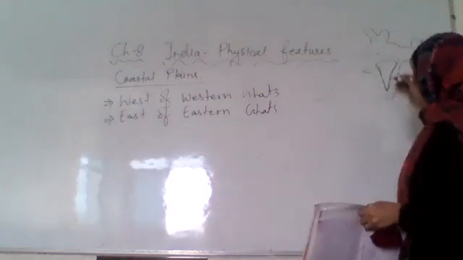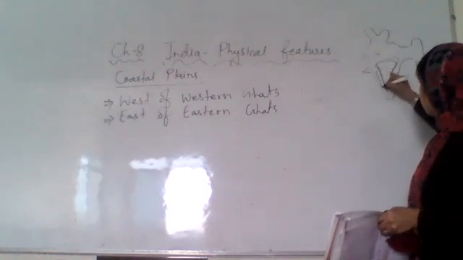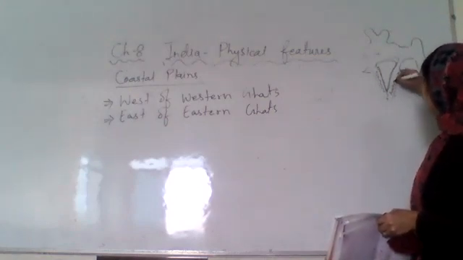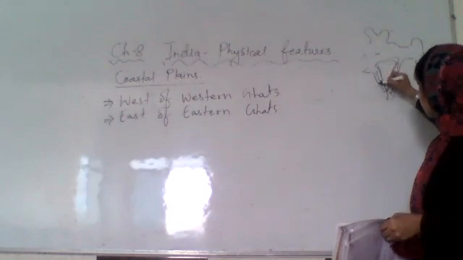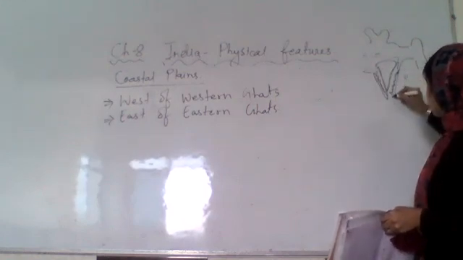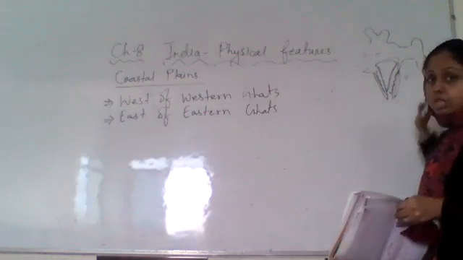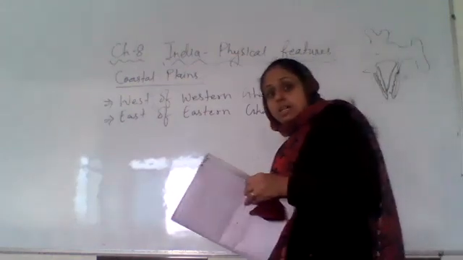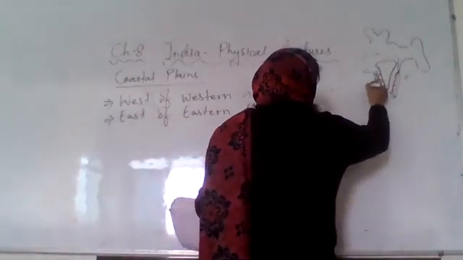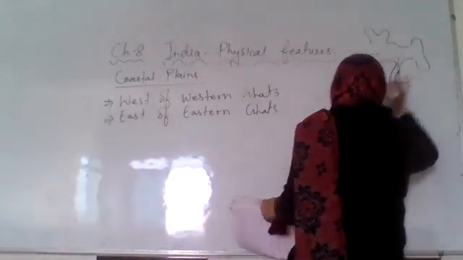Understand? So here you have Western Ghat, then here you have Eastern Ghats. So this area which is plain and which is on the coast is called coastal plains. Understood? So west of Western Ghat, east of Eastern Ghat, we have coastal plains.